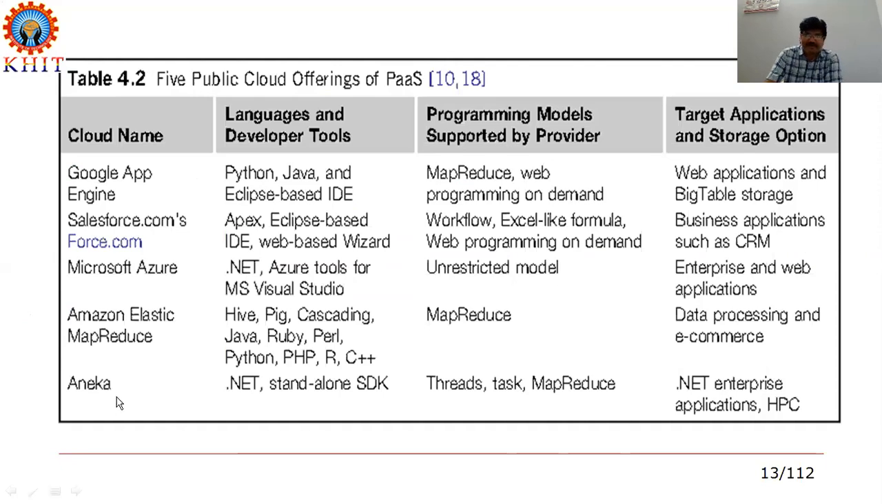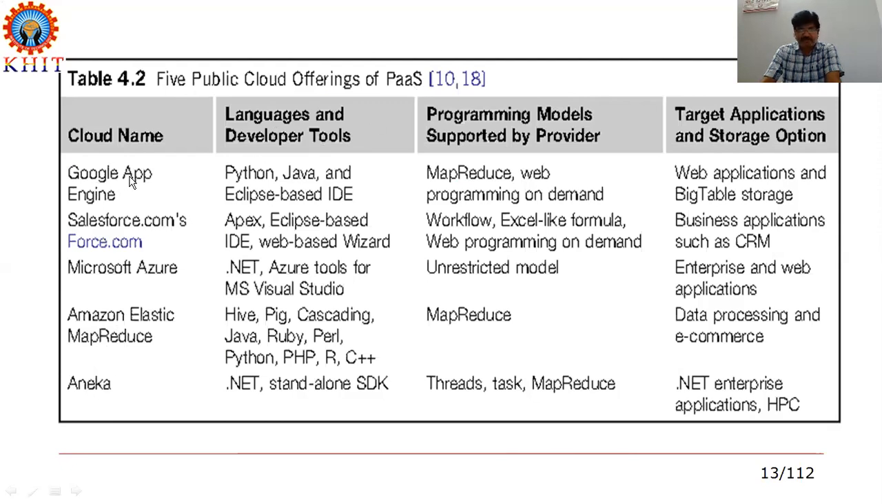Some of the well-familiar public clouds, namely Google App Engine, is considered a public cloud. Salesforce.com is also another public cloud. Microsoft Azure is a public cloud. Amazon EC2 Elastic is under public cloud. Aneka is under public cloud. These are considered public clouds. These public clouds will be offering some services over the internet, namely platform as a service.